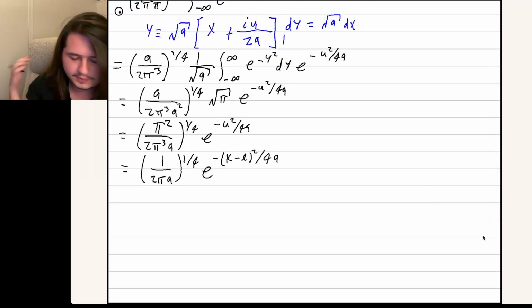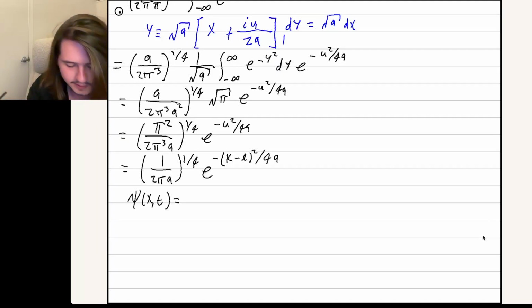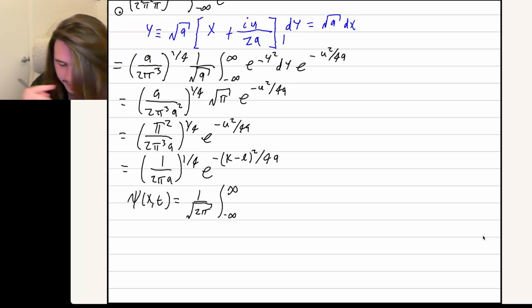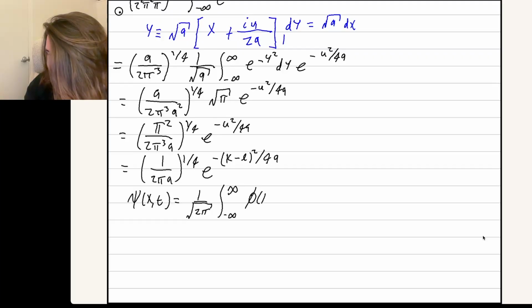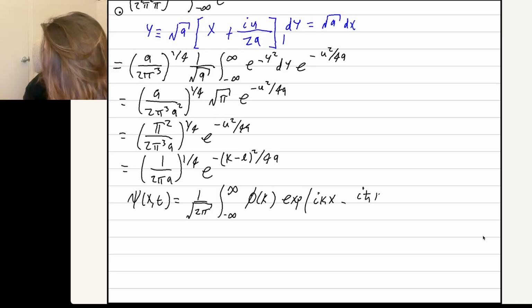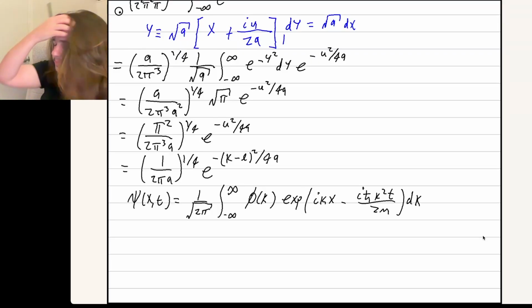So now that we have that, we can move on to getting the time-dependent wave function, which will be 1 over root 2 pi, and it is pretty much the inverse Fourier transform of the Fourier transform. So we have phi of k here, and then this is going to be multiplied by exp ikx minus i h bar k squared t over 2m dk, right?